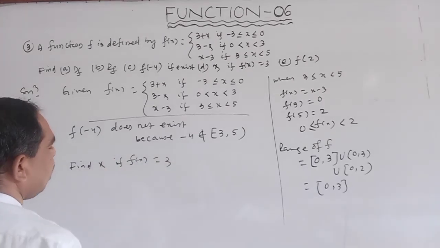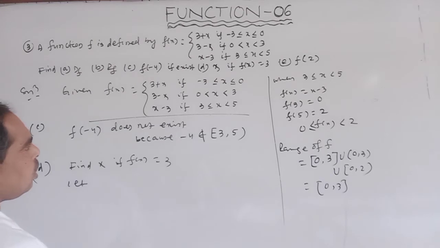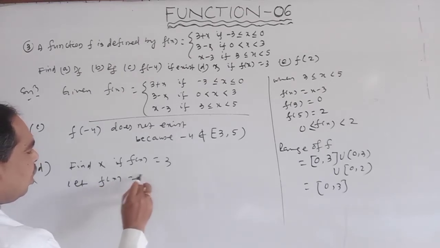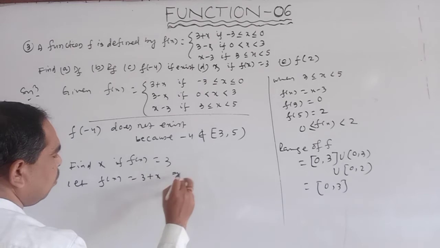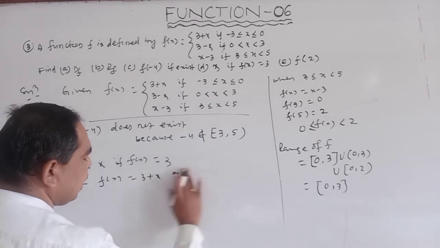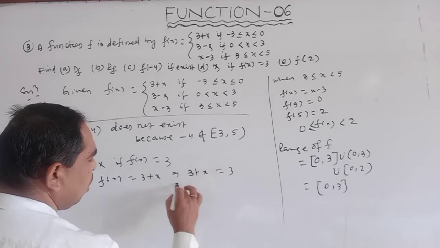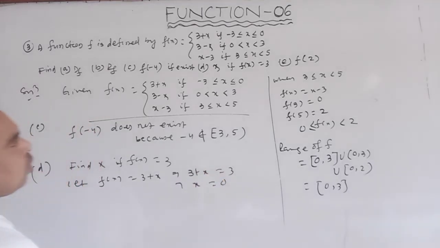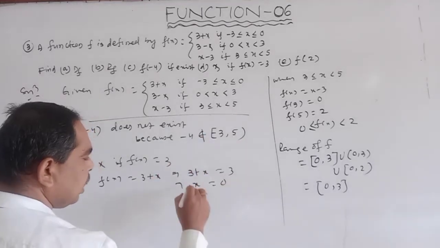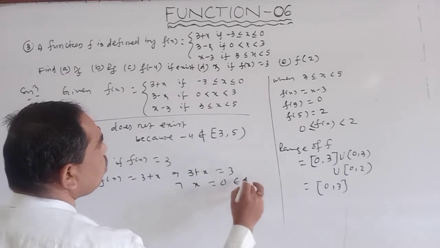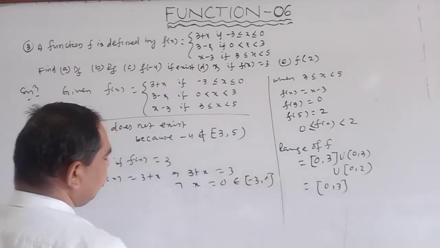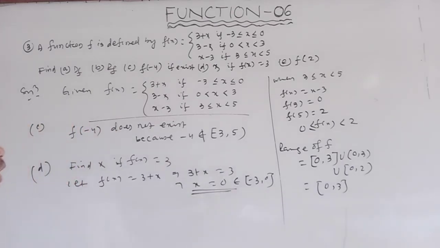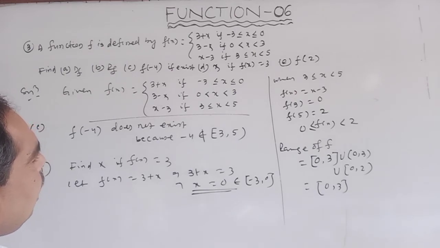Let f of x is equal to 3 plus x. This implies 3 plus x is equal to 3, which implies x is equal to 0. So x is equal to 0, and this belongs to the interval -3 to 0.